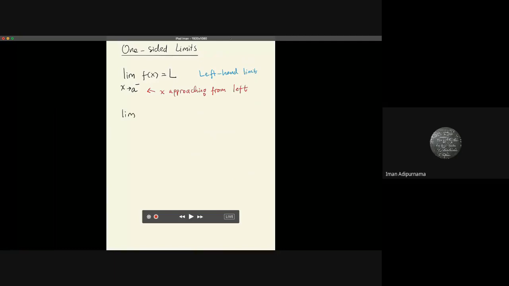And then we have also, we call this a positive. Okay, you write the positive and negative like an index, like a power, like a square. So this is the right-hand limit. So this is as x approaching a from the right.